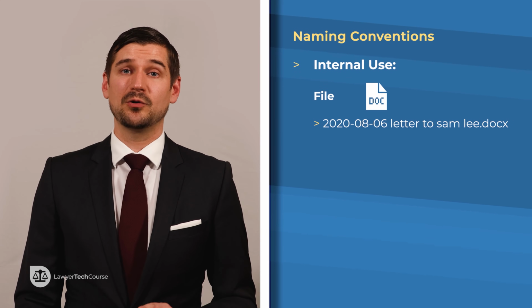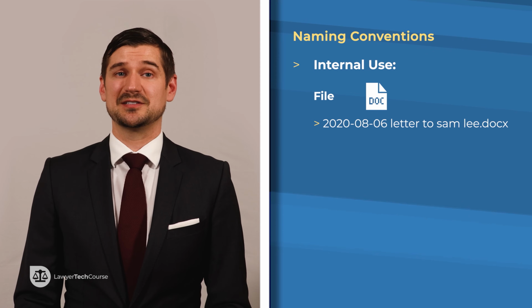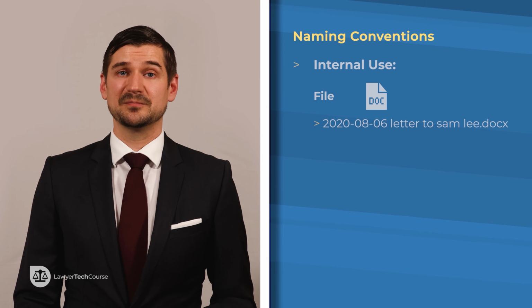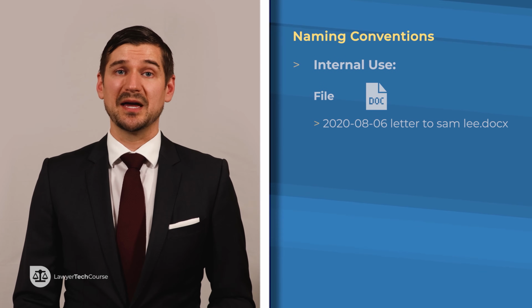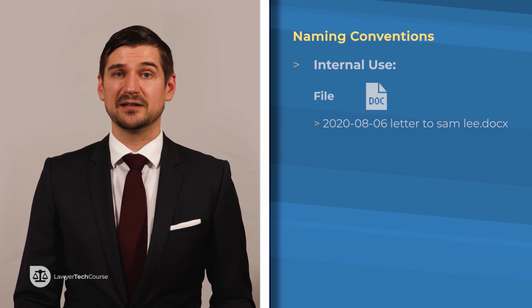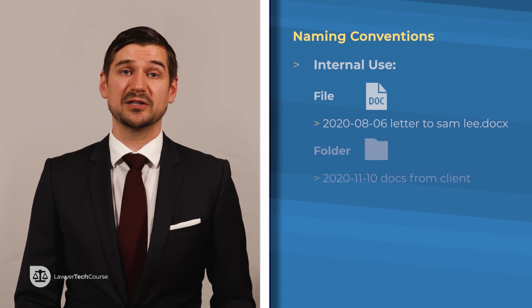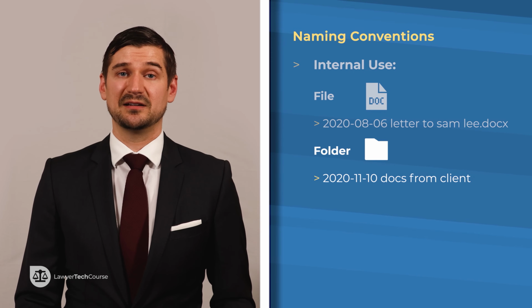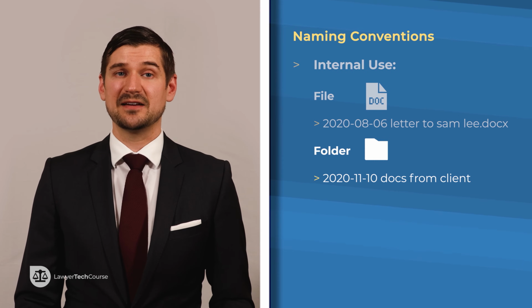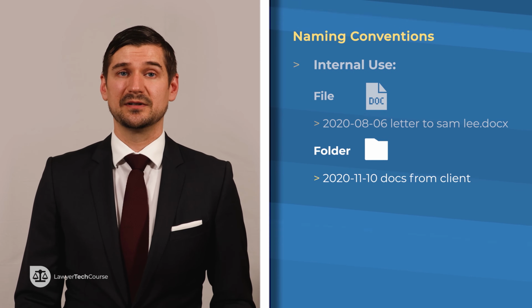For example, if I draft a letter to a person named Sam Lee on August 6, 2020, I name the file 2020-08-06 Letter to Sam Lee. Because this is simply a letter that I'm drafting, it's clearly for internal use only. Similarly, if I receive documents from a client by mail on November 10, 2020, I use the internal naming convention to create a folder with a name like 2020-11-10 Docs from Client and save the scanned files into that folder.